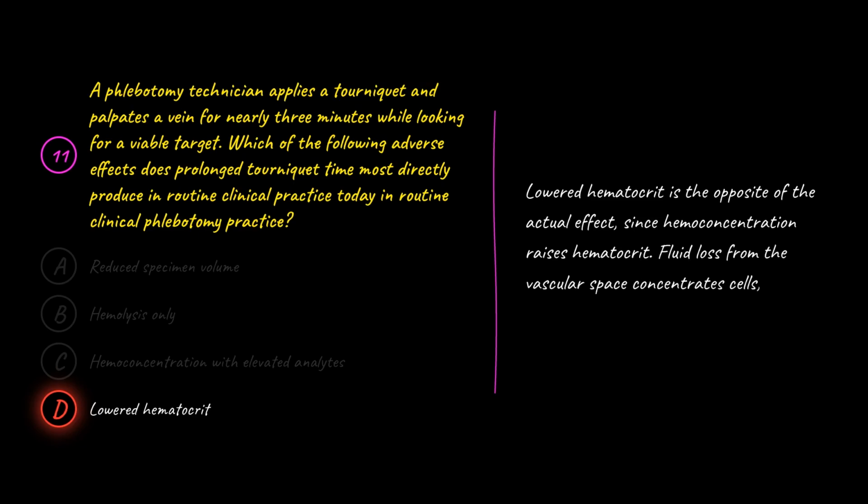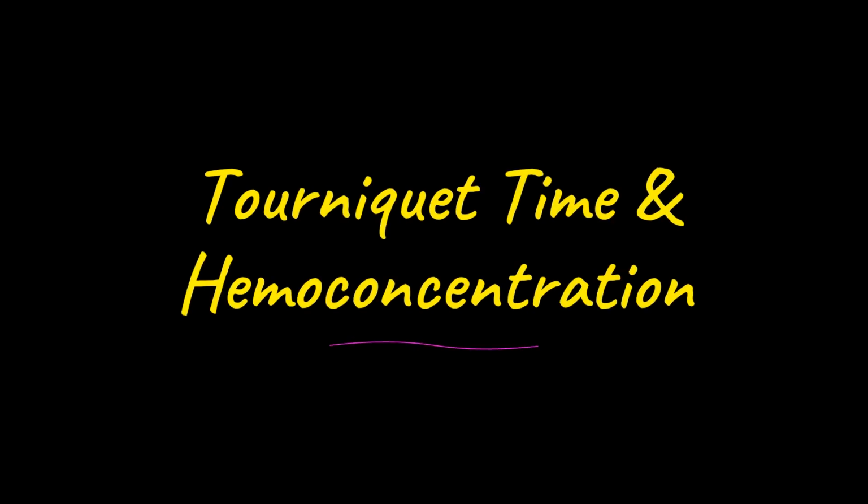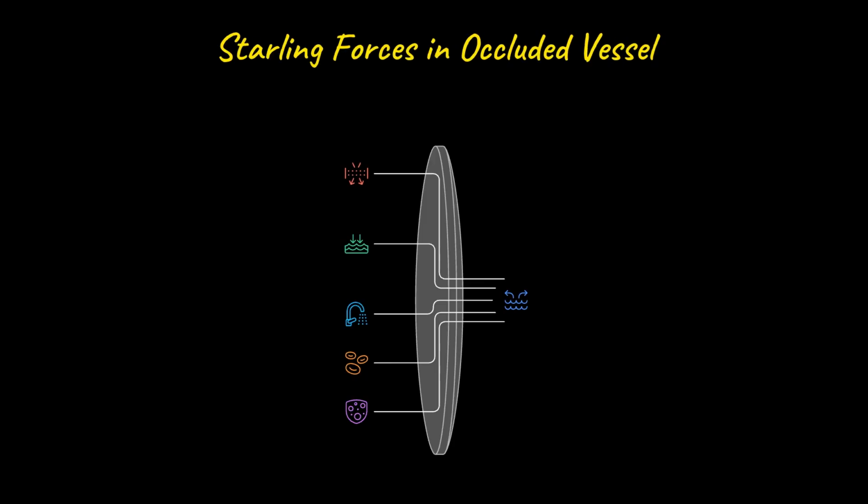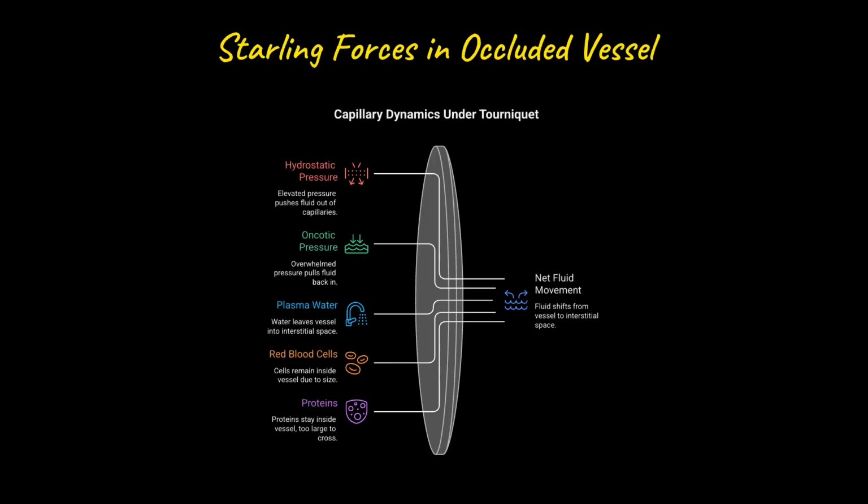The standard reflects current practice in routine clinical phlebotomy. When a tourniquet stays in place too long during venipuncture, a phenomenon called hemoconcentration occurs. Understanding why requires looking at the forces that govern fluid movement across capillary walls. Normally, capillary hydrostatic pressure and oncotic pressure are balanced. A tourniquet raises venous pressure upstream, increasing hydrostatic pressure across the capillary bed.